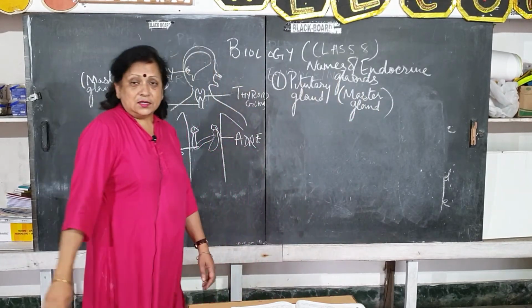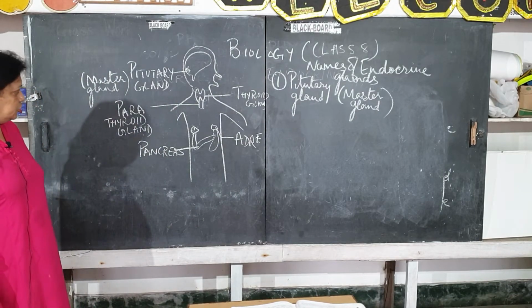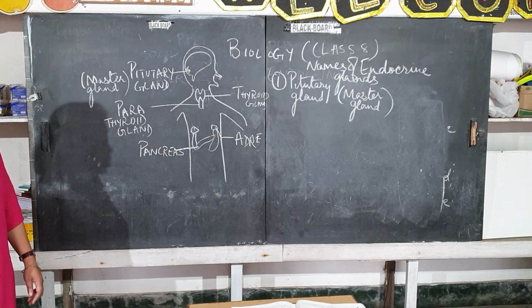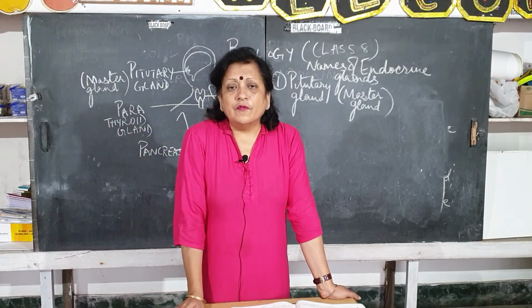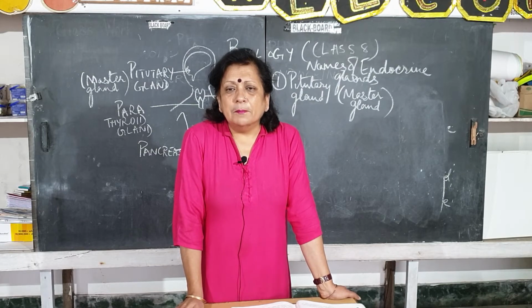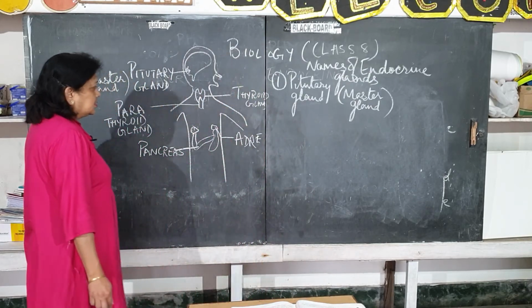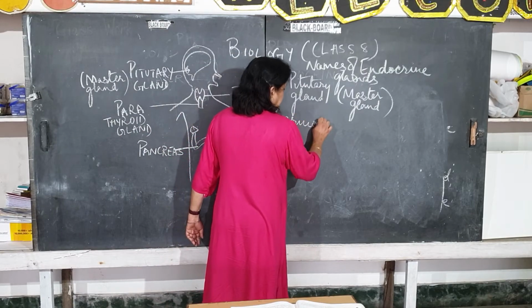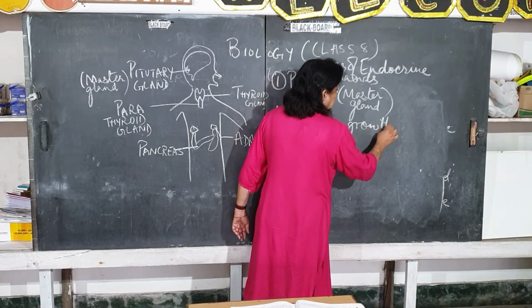The pituitary gland or master gland is found in the head region very close to the midbrain and is extremely important because it controls the activities of all the other endocrine glands, hence known as the master gland. And what does it secrete? It secretes a hormone called the growth hormone.